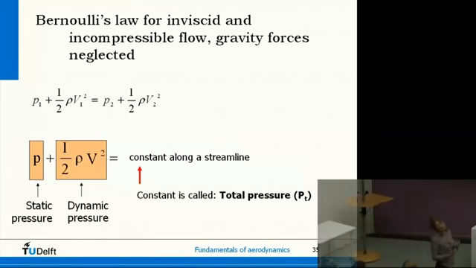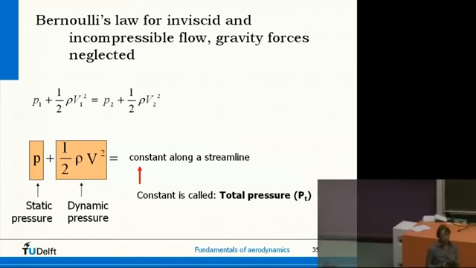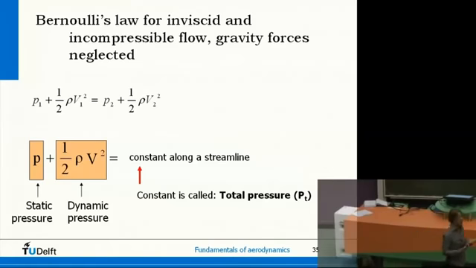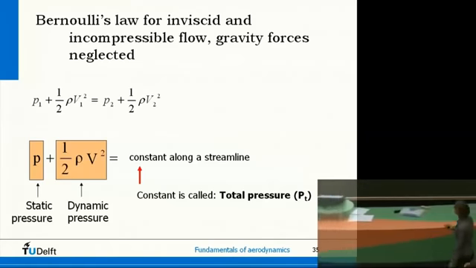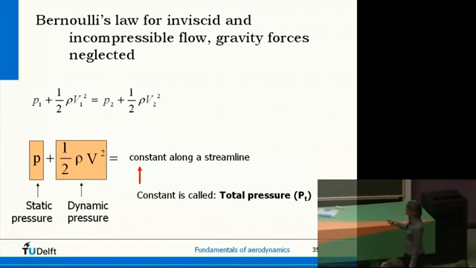Now we have a name for this constant, and it's called the total pressure. Because please be aware, what is the dimension of this equation? Well, we have here pressure, newtons per meter squared, plus we add something. So the dimension of this is also newtons per meter squared. This is a pressure. And this is a pressure related to the flow. We call this a dynamic pressure. We call this the static pressure. And the total sum of these pressures we call the total pressure or stagnation pressure.